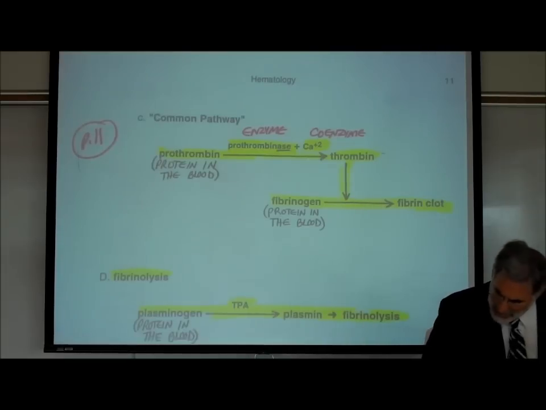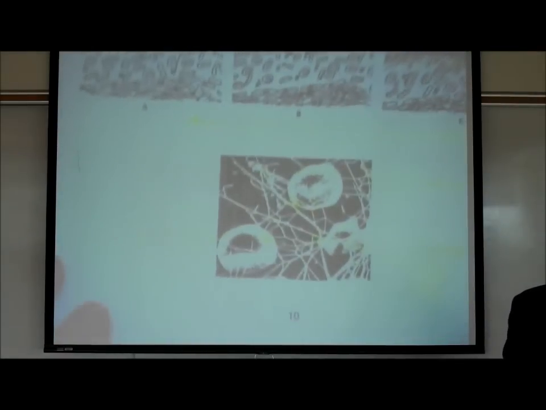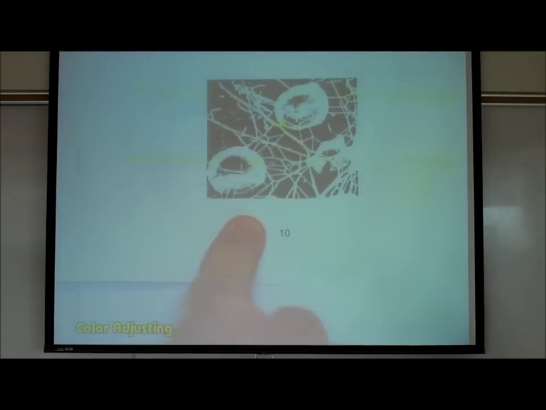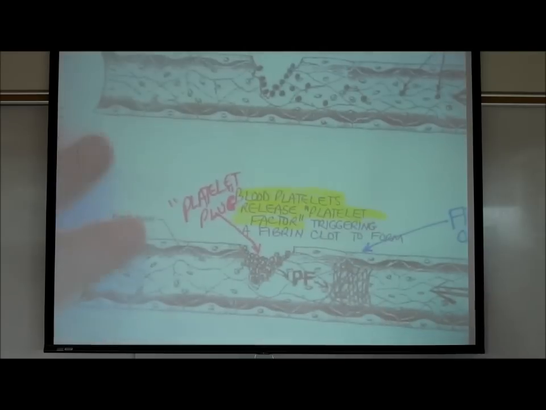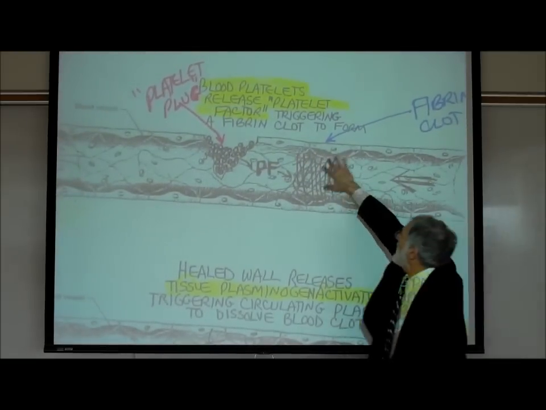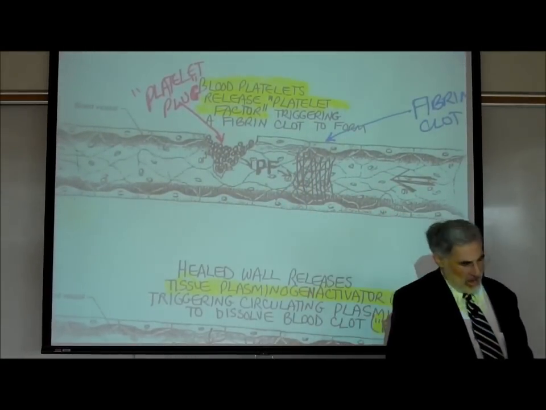What does that fibrin clot actually look like? If you look back on page 10 at the bottom, this is the bottom of page 10. It really does look like a spider web. This is a protein. This is the fibrin protein. And basically, as we've said, when that fibrin clot forms, that basically stops the blood from flowing through this vessel and coming out.